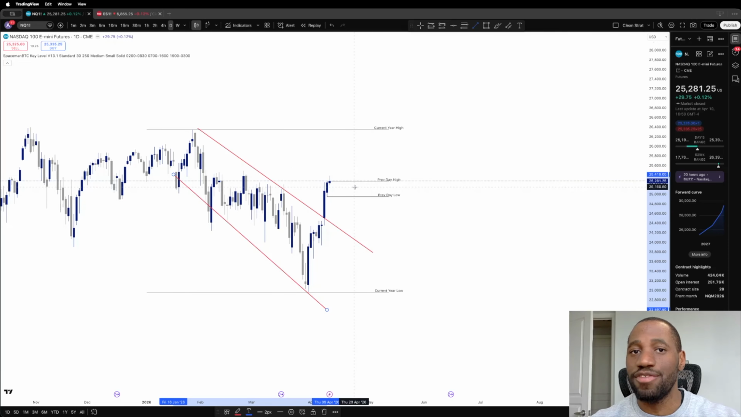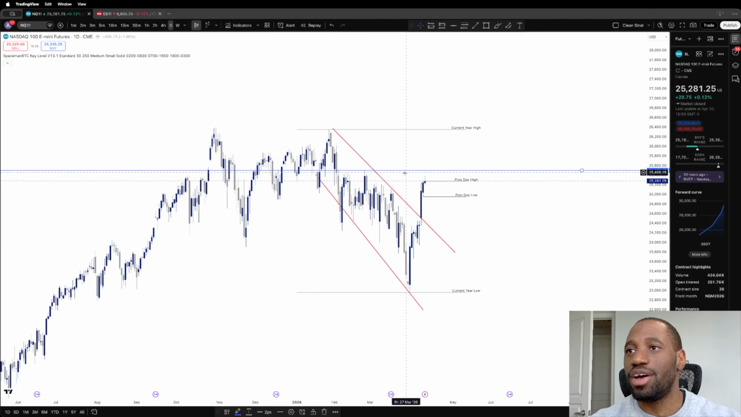What was very key for this week is that we were able to hold above 25,000. We did have those moments where we pulled back underneath it, but again, Nasdaq fought hard and finished above the 25,000 mark, 25,281.25 to be exact. So with that in mind, the key level that you want to be watching is going to be 25,500. So let's just mark that on the chart. So you have that 25,500.